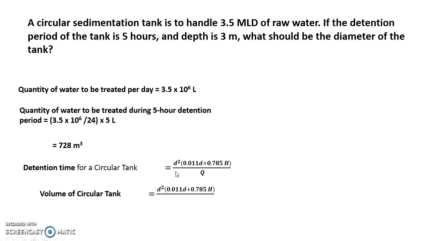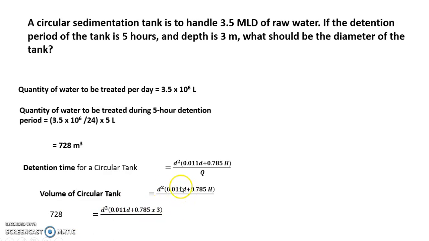So in the next step, we write detention time into q equals volume, and it is the volume of the circular tank. There are two volumes we deal with here. One is the volume of the circular tank, and the other is the volume of water which is to be treated in 5 hours. The volume of the circular tank is d square into all these things, where only the value of h is known. We are supposed to calculate the value of d. For 5-hour duration, the volume is 728 meter cube. So 728 is d square into all these things, where h is 3 meters.